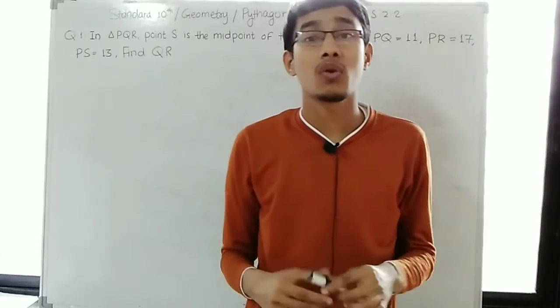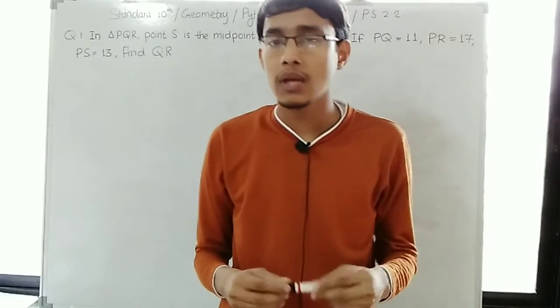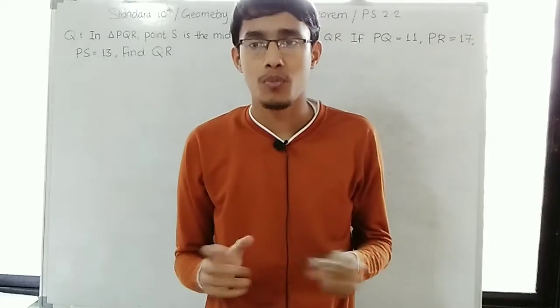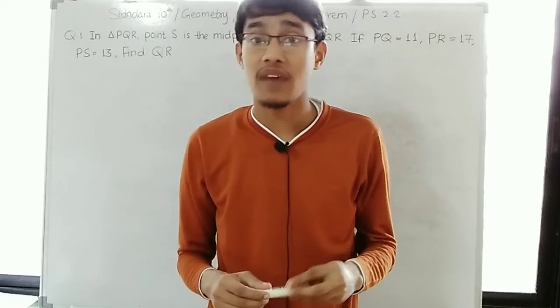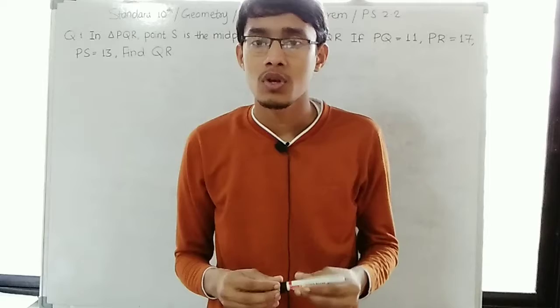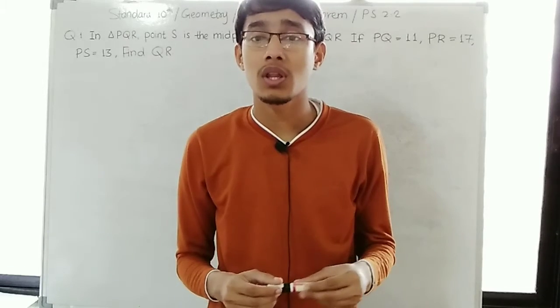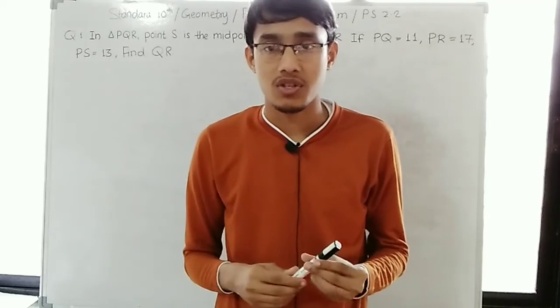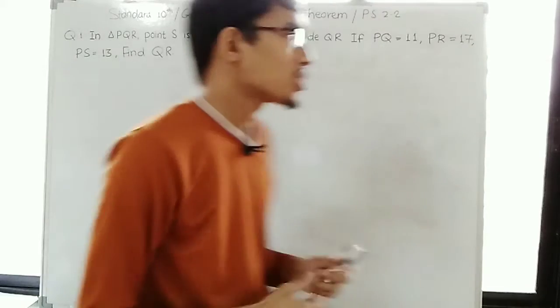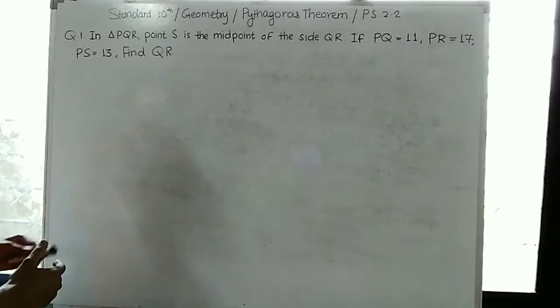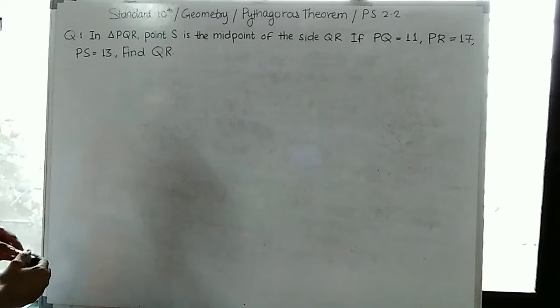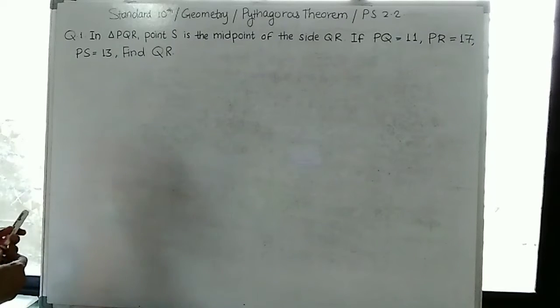In this lecture we are going to solve question number 1 and question number 2 of practice set 2.2. In the previous lecture we have studied the Apollonius theorem, so we are going to use that particular theorem to solve the given questions. The first question is, in triangle PQR, point S is the midpoint of the side QR. If PQ is equal to 11, PR is equal to 17, PS is equal to 13, find QR.